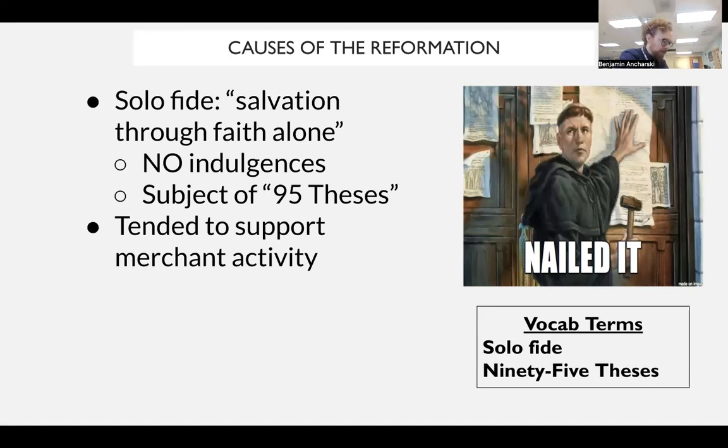For example, if you do believe this idea that faith alone is how you get salvation, well, how do I demonstrate that I'm following God's will? Well, I need to do something that God gave me the talent, the skill, the ability to do. Say God gave you the skill to be a really good merchant. Well, how do you prove you're saved? You make a lot of money in order to prove you're someone that appreciates the gifts God gave them. So we see that merchants tend to support the Protestant Reformation.